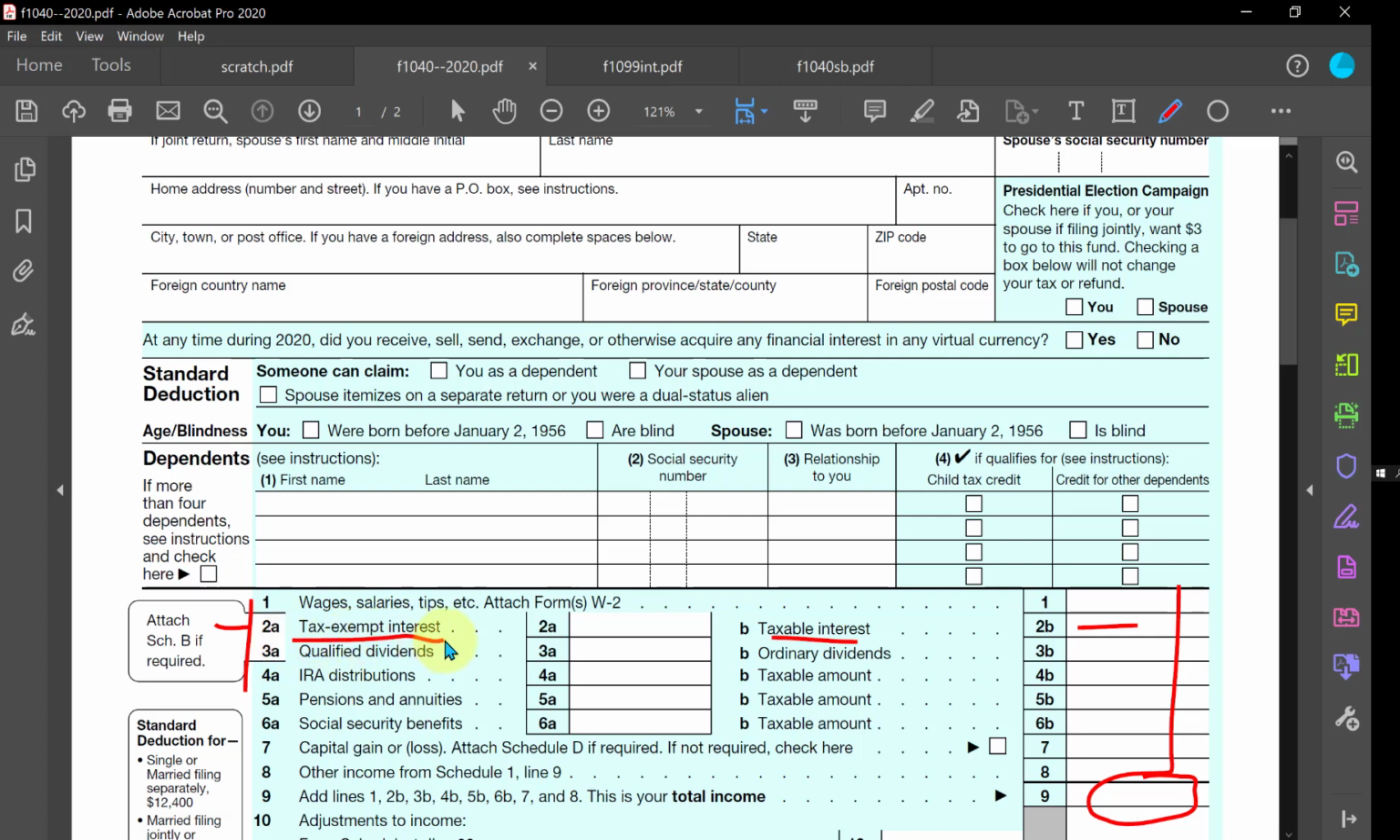And if you want to earn tax-free interest, the place you would go is probably a broker who sells what we call municipal bonds. Municipal bonds are sold by either states of the US or counties or cities or other territories of the US. And when you earn interest on those bonds, you still have to report it here in box 2A.